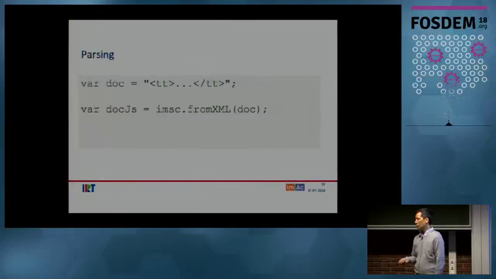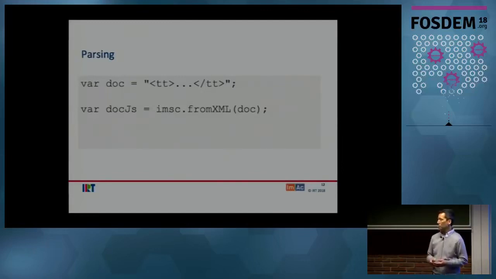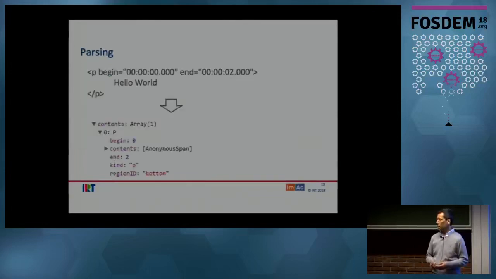So first, parsing. That's quite simple. I assume you build imsc from code with grunt, and then you have an imsc object, and the imsc object has as properties the main functions that you need. One is fromXML. You give it an XML string, and then it generates this JavaScript representation of the XML document.